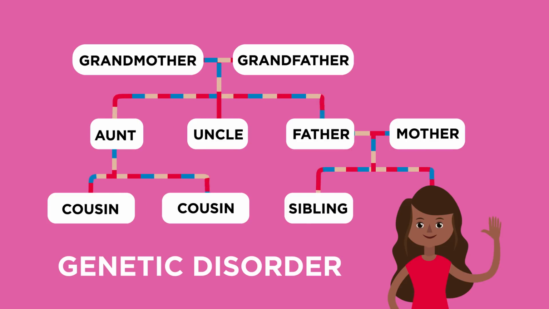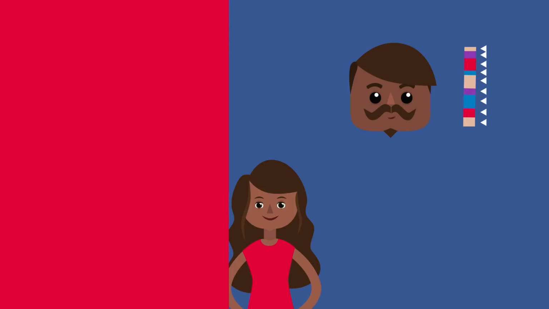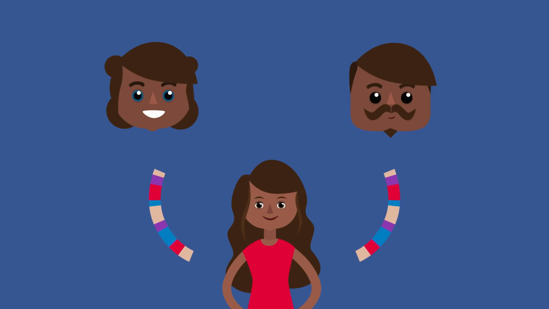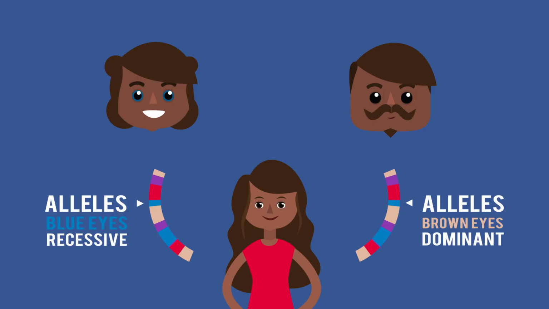It is inherited. You inherit genes from your parents, and you have 2 copies of each gene, one from your mother and one from your father. Genes come in different forms, called alleles. Alleles may be recessive or dominant.